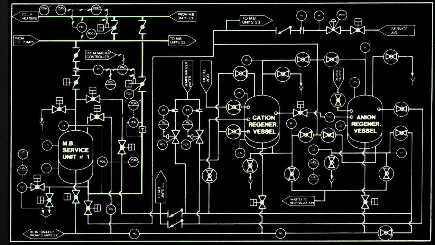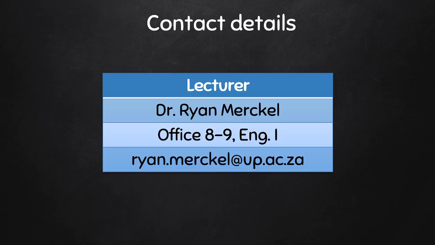Chemical engineering design is, well, all about the design of processes and operations that are used to convert stuff into other stuff. I'm Ryan Merkel, and I will be providing you with all the information and guidance you will need to complete this final stretch of your third year studies.